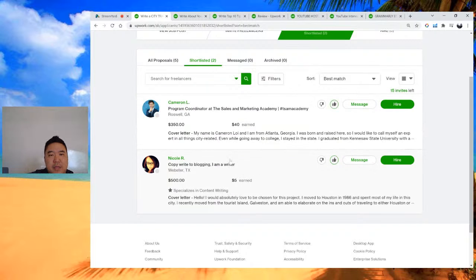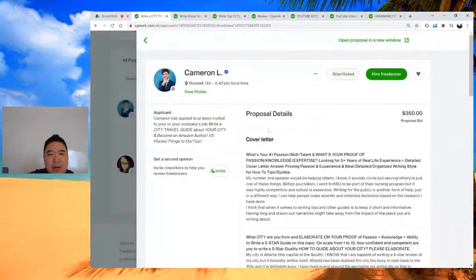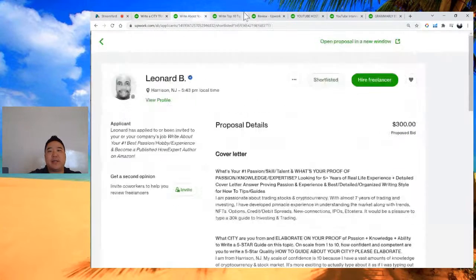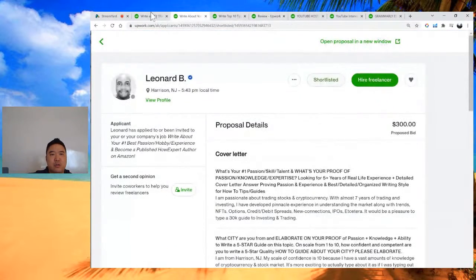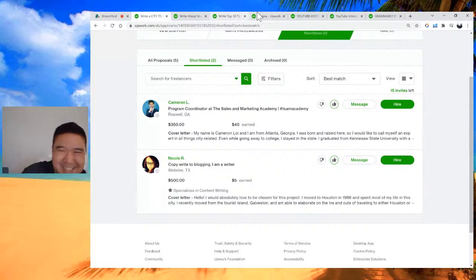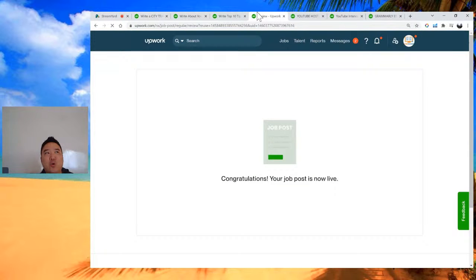Okay. Yeah, these two other writers, Nicole, she's going to write about Galveston, Texas. Okay. Cameron's going to write a book about Atlanta, Georgia. Okay, so we're going to post this job post here. So that's 1, 2, 3, 4. 4 writers today.